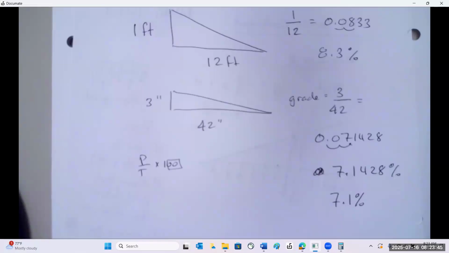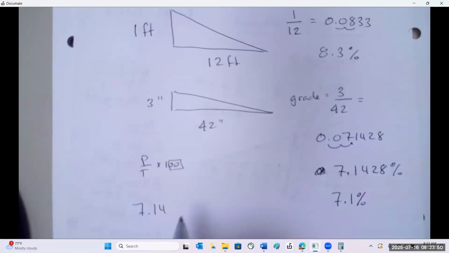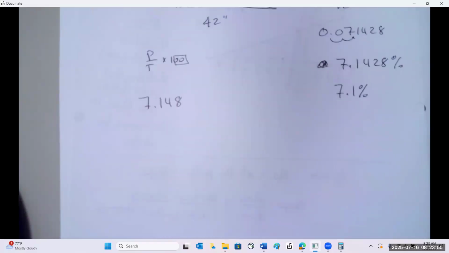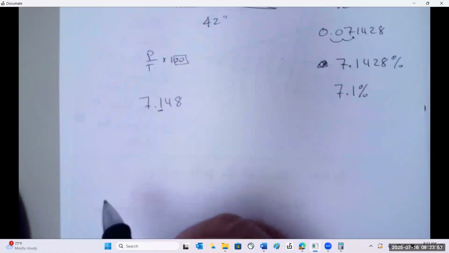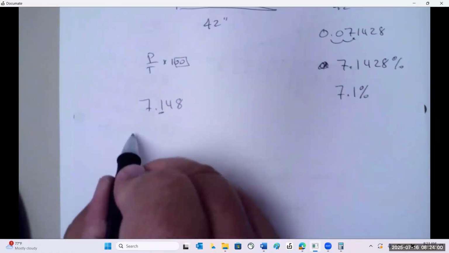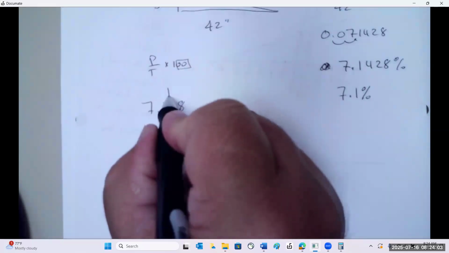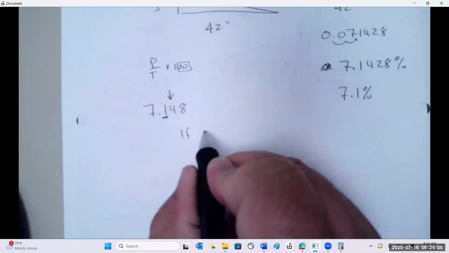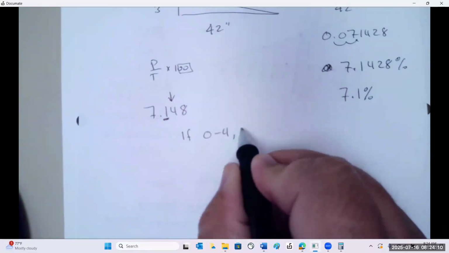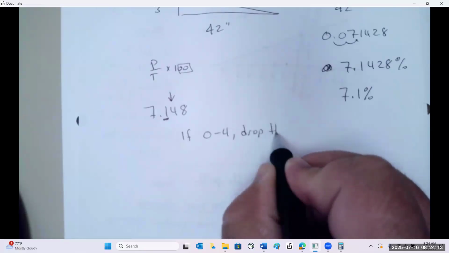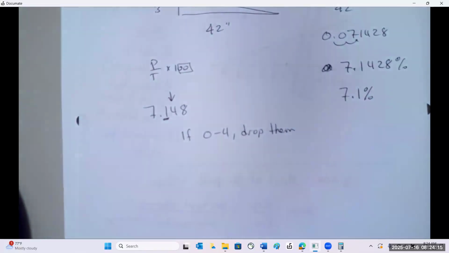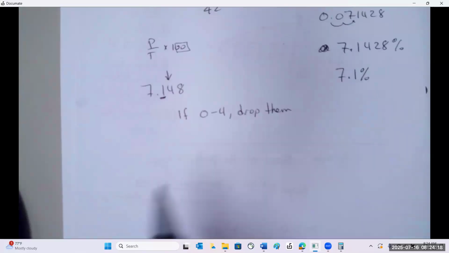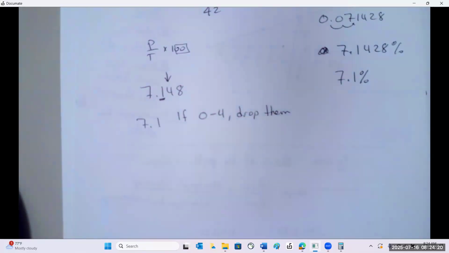Which now brings us to a point of rounding rules. If I had 7.148 and I want to round it to 1 decimal place, look at the next number. Since you're rounding to this place, look at the next number. If it's between 0 and 4, drop everything after that 1. Then it becomes 7.1.